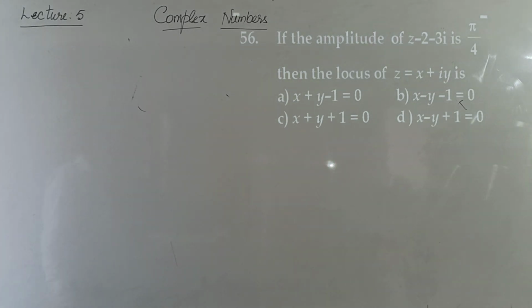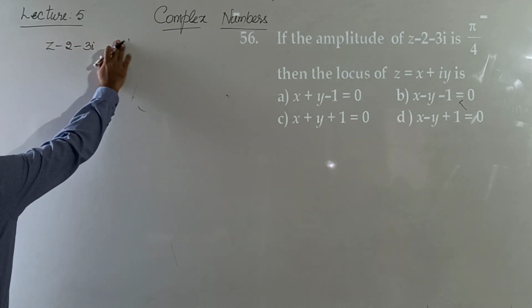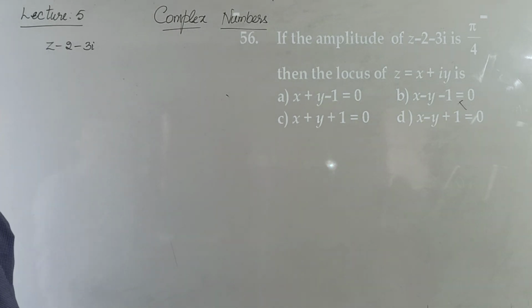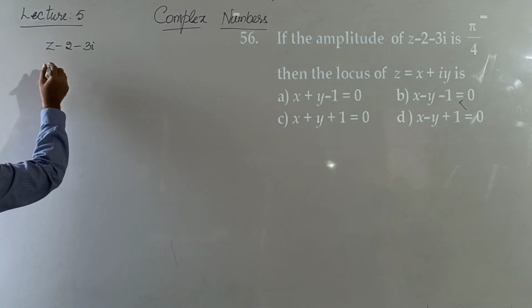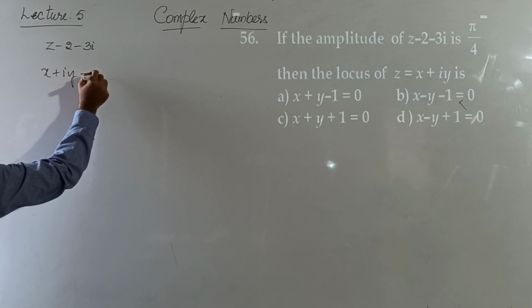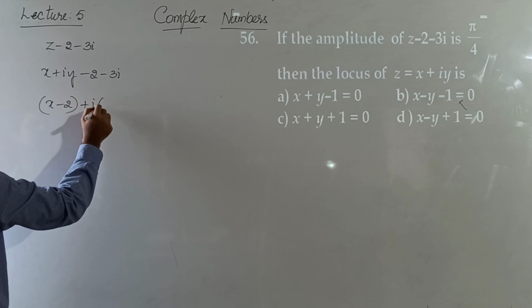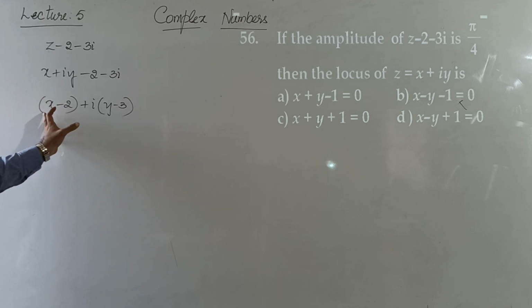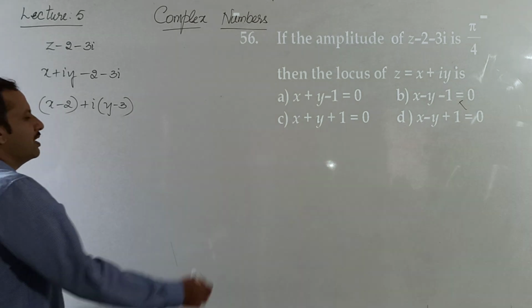The amplitude of z minus 2 minus 3i is pi by 4. Then the locus of z is the amplitude of z minus 2 minus 3i. Z I write as x plus iy. Then you have x plus iy minus 2 minus 3i. That will give you x minus 2 plus i into y minus 3. Its amplitude is pi by 4.